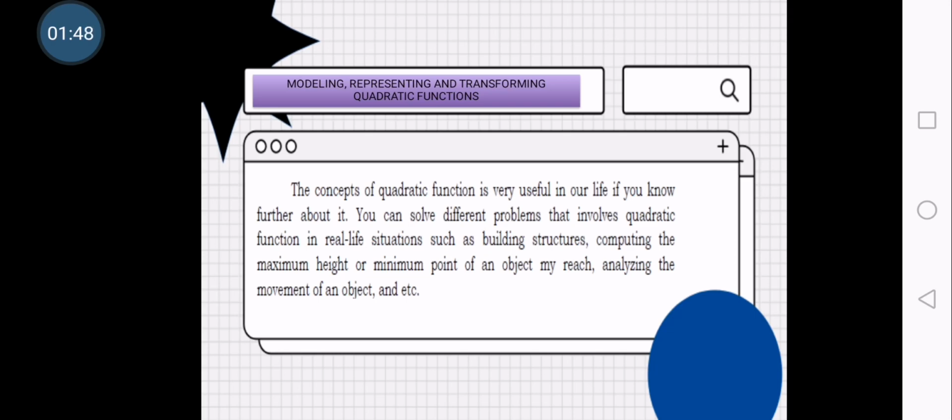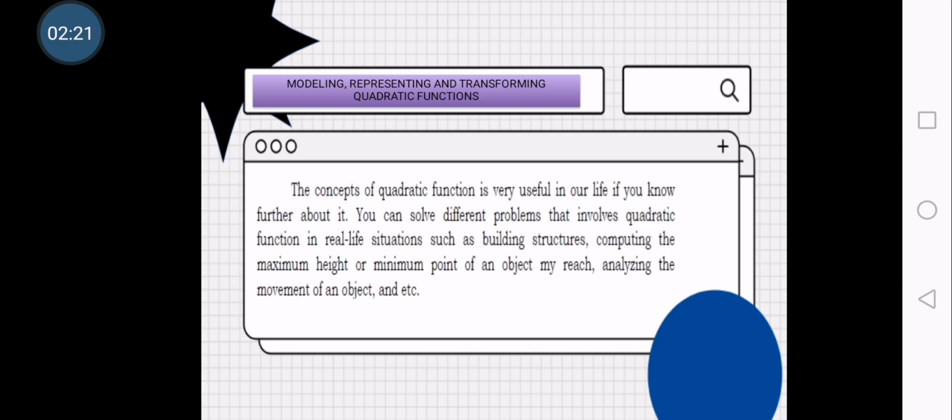involving situations such as building structures, so kagaya ng mga engineers and architects. And then, computing the maximum height or the minimum point of an object that may reach. So, siguro ito ay mas best para sa mga scientists na kung saan they are doing experiments. And then, analyzing the movement of an object.